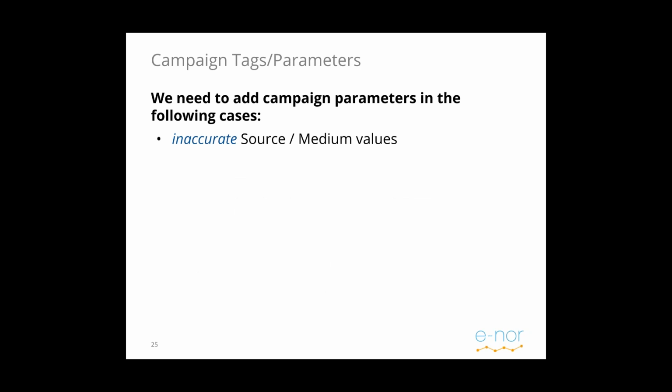When do we need to use campaign parameters? There are two basic scenarios, and this is important. This is the core idea behind campaign tracking. So let's make sure that we really understand these two scenarios. We need to add campaign parameters to inbound links in the following cases. When the source and medium values could be recorded inaccurately in Google Analytics by default.